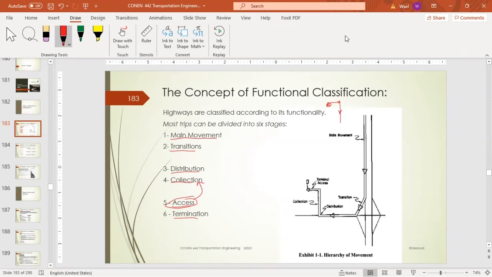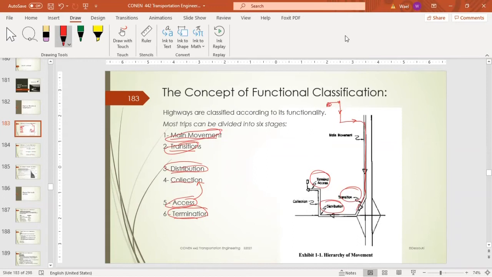Okay. Then from that collector, you go to access a highway. So this is transition. Then you go on the highway for a long trip. That's the main movement. Then when you approach your destination, you exit from the highway through a transition. And from the transition, you go to a distributor. Then from the distributor, you go to the terminal, or the last segment of the trip. That's what we mean with the functional classification.